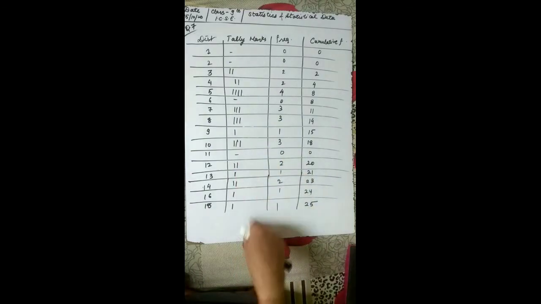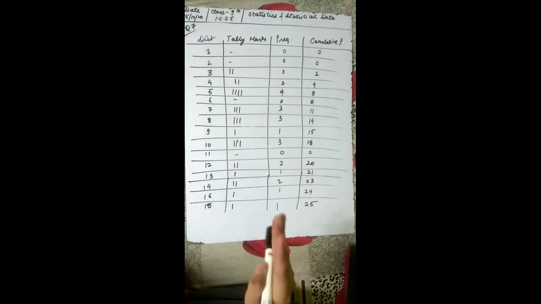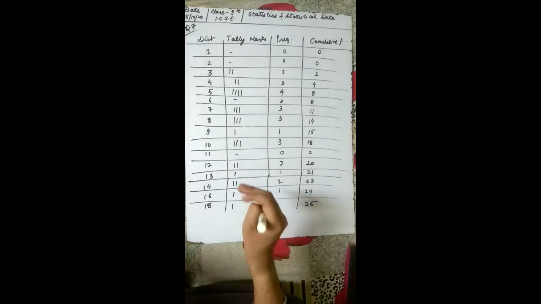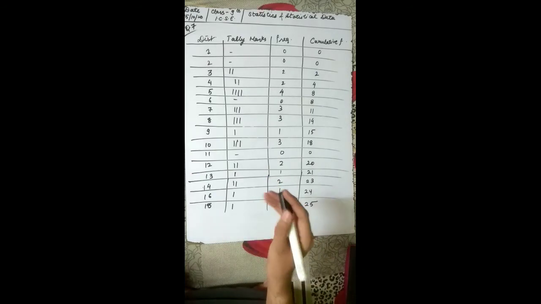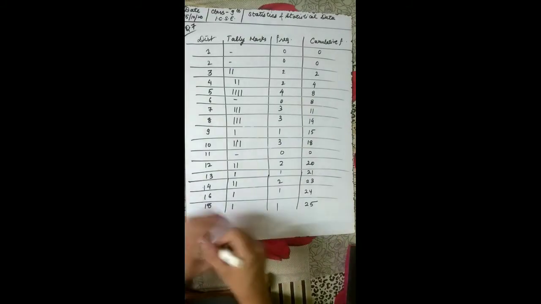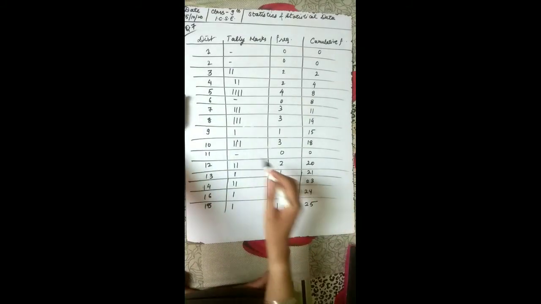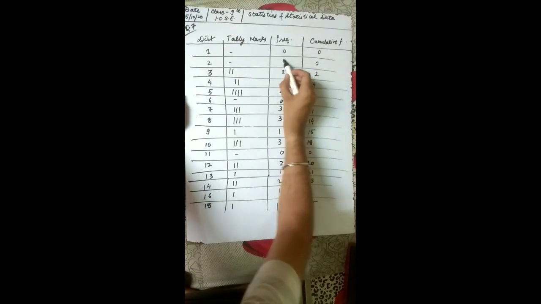Now let me explain what you mean by cumulative frequency. Cumulative means you have to move forward, adding all the previous values. So let me explain how we create cumulativeness in this. First of all, 0, we write 0 as it is. 0 plus 0, 0. 0 plus 2, 2.